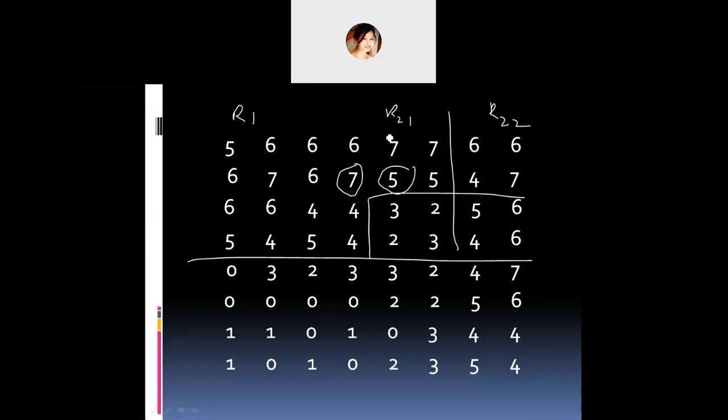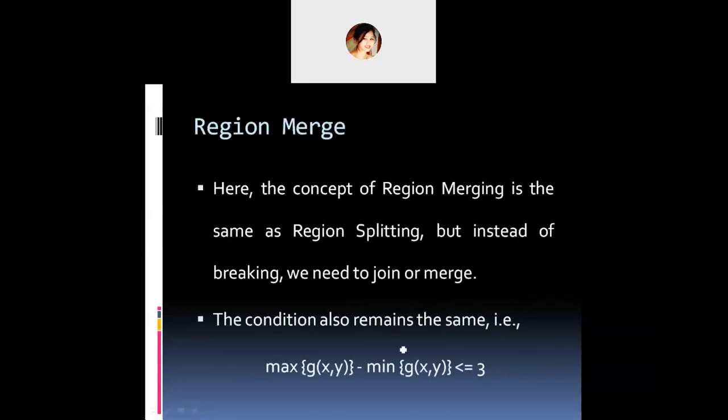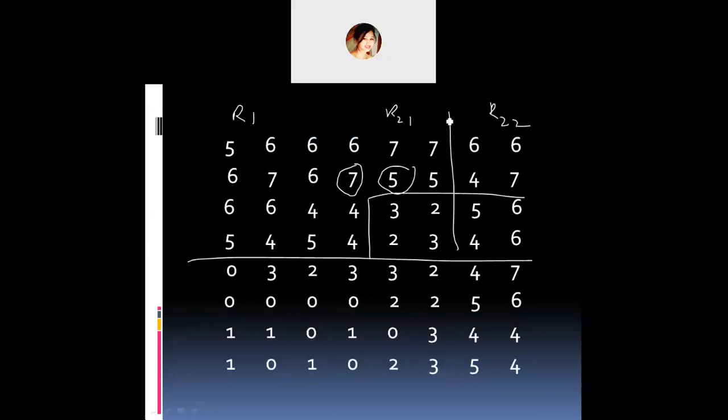Now let's check for R22 and R21. Maximum is 7 and minimum is 4. So 7 minus 4 is 3. Again, here maximum is 7, here minimum is 5. So 7 minus 5, 2. Both the regions are satisfying the condition, right? So let's merge it. This boundary will also vanish and this is merged.